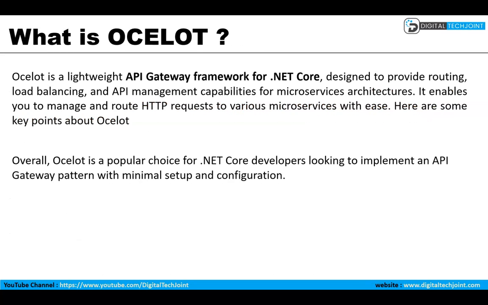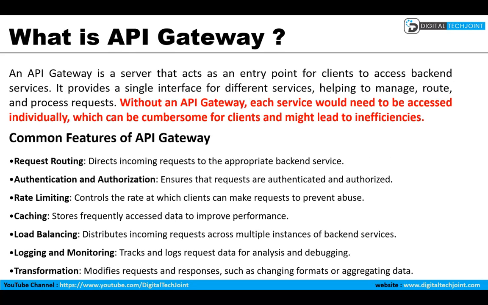Now coming back to Ocelot. What is Ocelot? Ocelot is a lightweight API gateway framework for .NET Core, designed to provide routing, load balancing, and API management capability for microservice architecture. This covers all the features that I just mentioned in the API gateway. It enables you to manage and route HTTP requests to various microservices with ease. Here are some of the key points about Ocelot. The key points also cover the same things: request routing, authentication, rate limiting, caching, and everything.